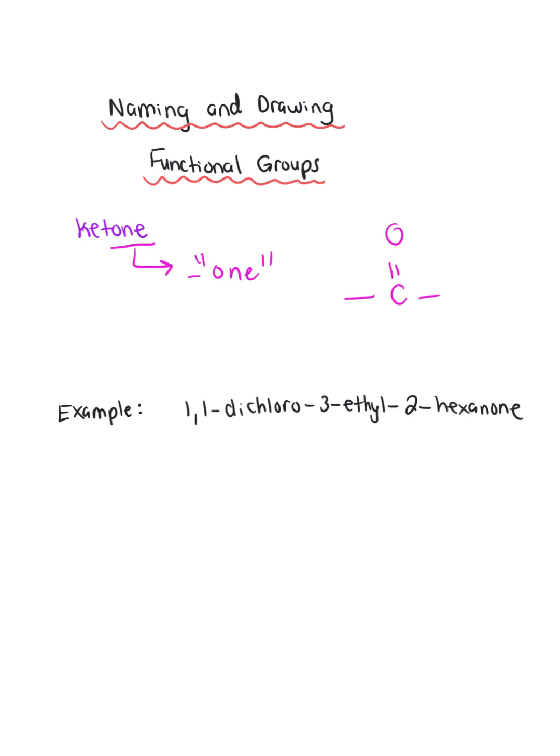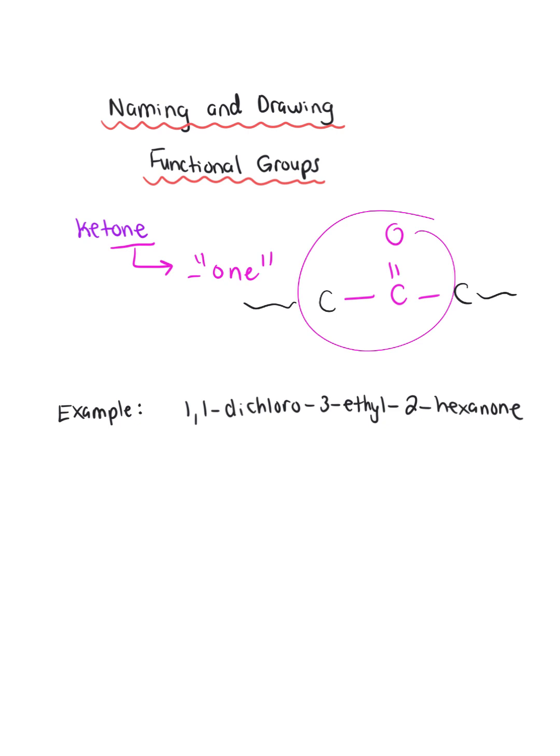This is called a carbonyl group here, this carbon with a double bonded oxygen, and it can never be on the ends. So on each side, there has to be another carbon chain, however many carbons long. So ketones can only be in the middle.